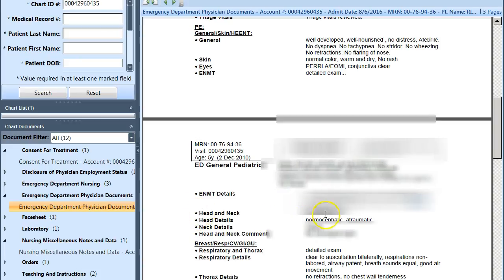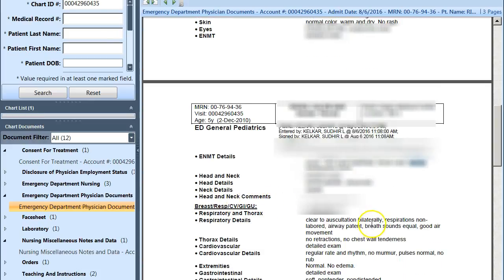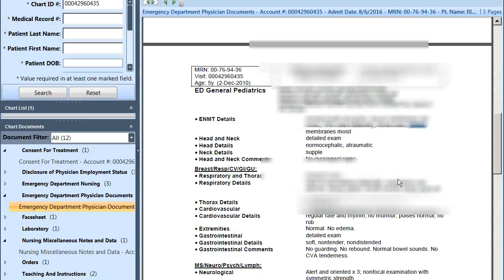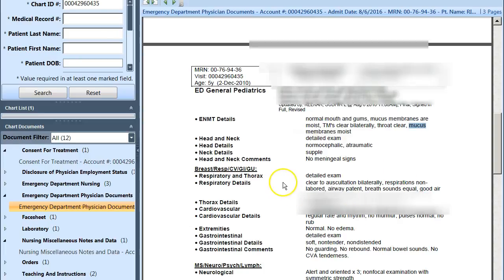Okay, the head and neck, detailed exam. Head details, normal cephalic, atraumatic. Neck details are supple, which is another term for normal. And then the head and neck comments, no meningeal signs, which means no signs of meningococcal virus or meningitis. And so now he's going into a full detailed exam about the respiratory and throat. And he's given us the details. They're clear. Breath sounds are equal. Good air movement. The chest details.